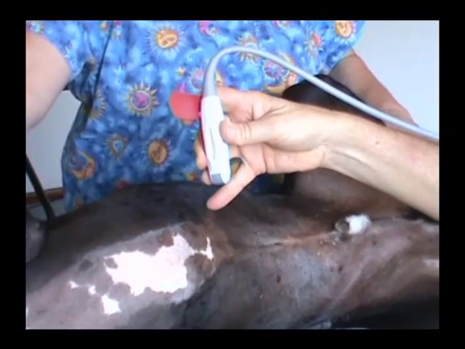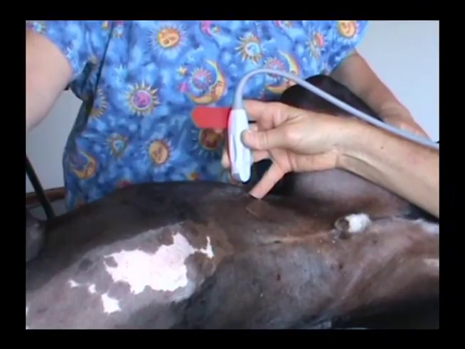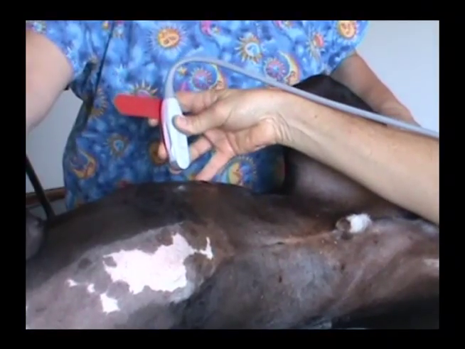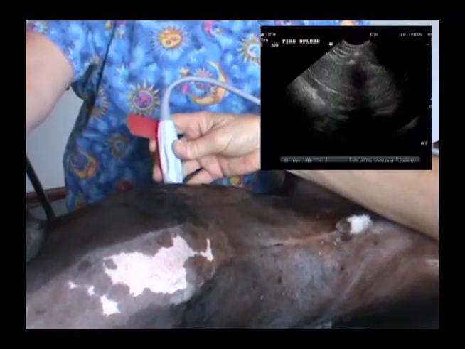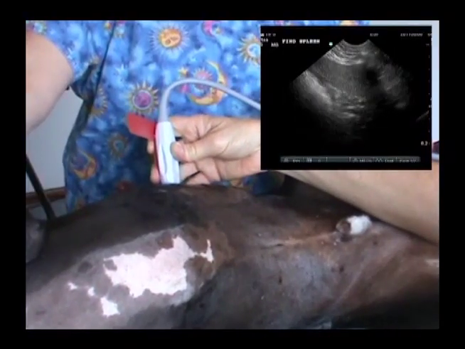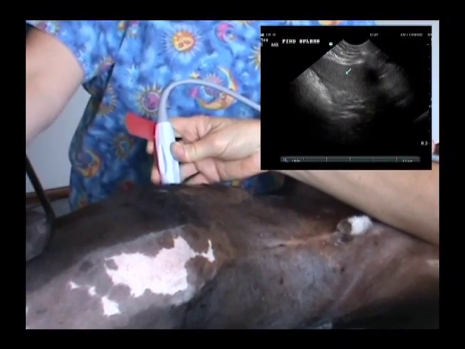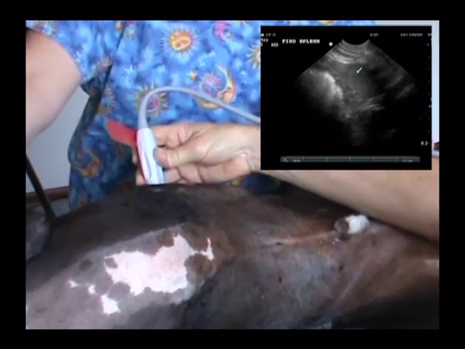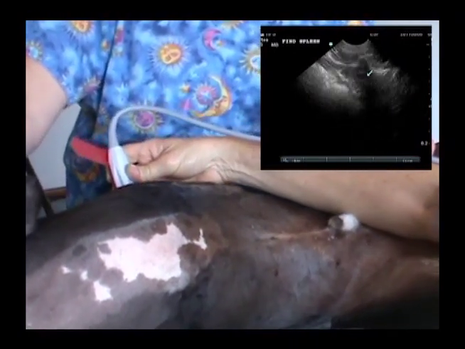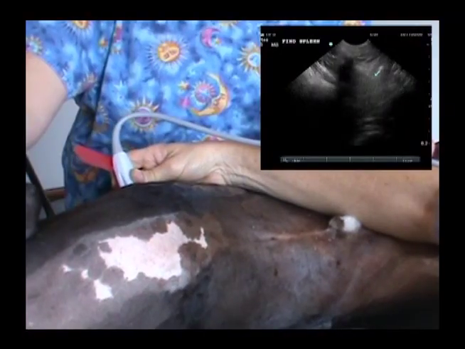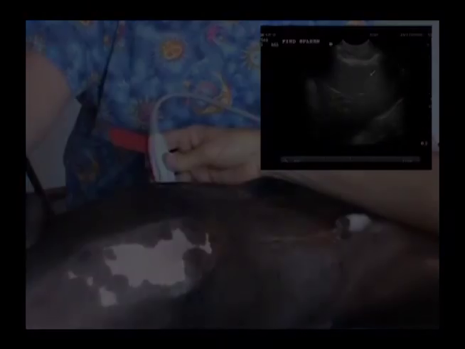In presenting this DVD, I am assuming the viewer is familiar with standard transducer positions and movements, as well as orientation of organs on the ultrasound screen, as presented in the Tips and Techniques DVD. I also encourage the viewer to optimize the ultrasound image for your ultrasound machine, as described in the Tips and Techniques and General Abdominal Scan DVDs.